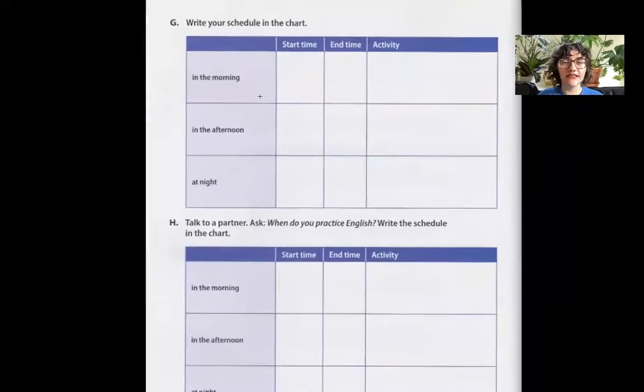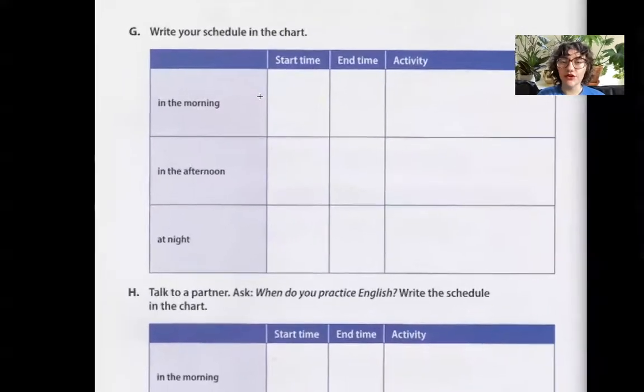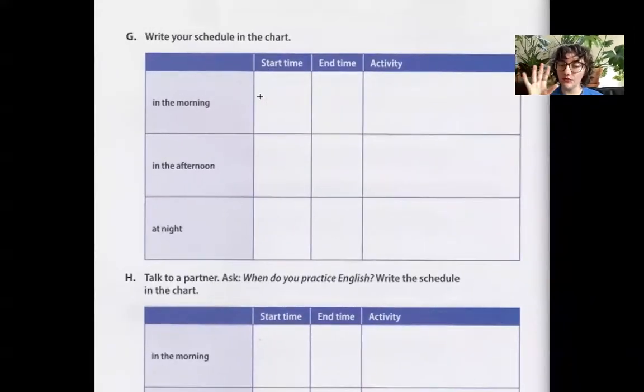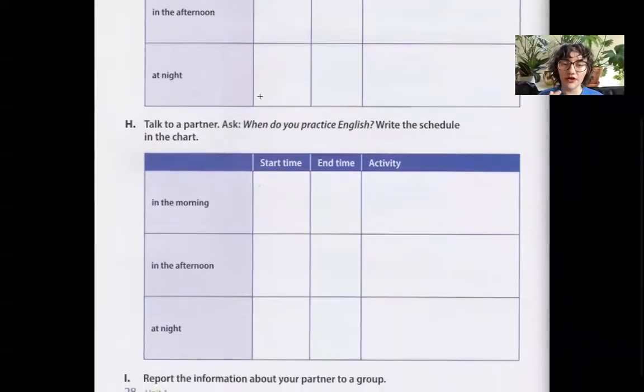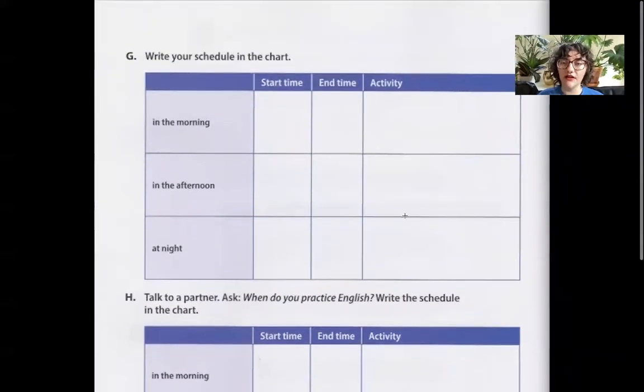The next thing it says is, write your schedule in the chart. So I want you to do this writing. And it says, talk to a partner. When do you practice English? Write a schedule in the chart. So I'll write my information down here. And since you can't really write on a piece of paper and make this chart, write your schedule in the chart.